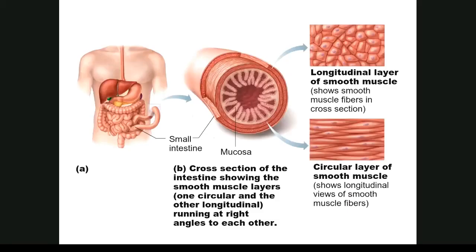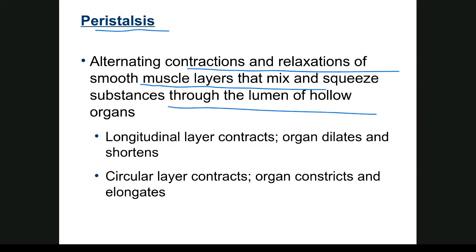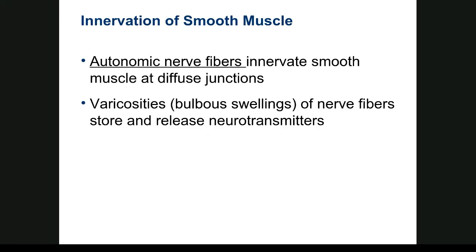And we see here a piece of small intestine. You have an outer longitudinal layer and an inner circular layer. This is the mucosa of the small intestine. And they contract back and forth. You get peristalsis, which is movement, contractions and relaxations of the smooth muscle that mix the substances throughout the lumen of hollow organs. When the longitudinal layer contracts, the organ dilates and shortens. When the circular layer contracts, the organ constricts and elongates.